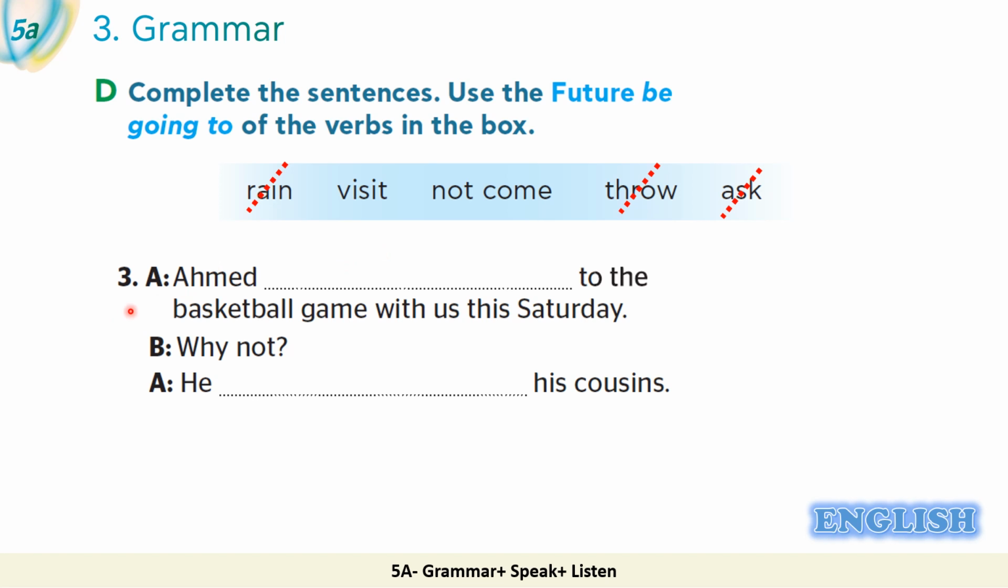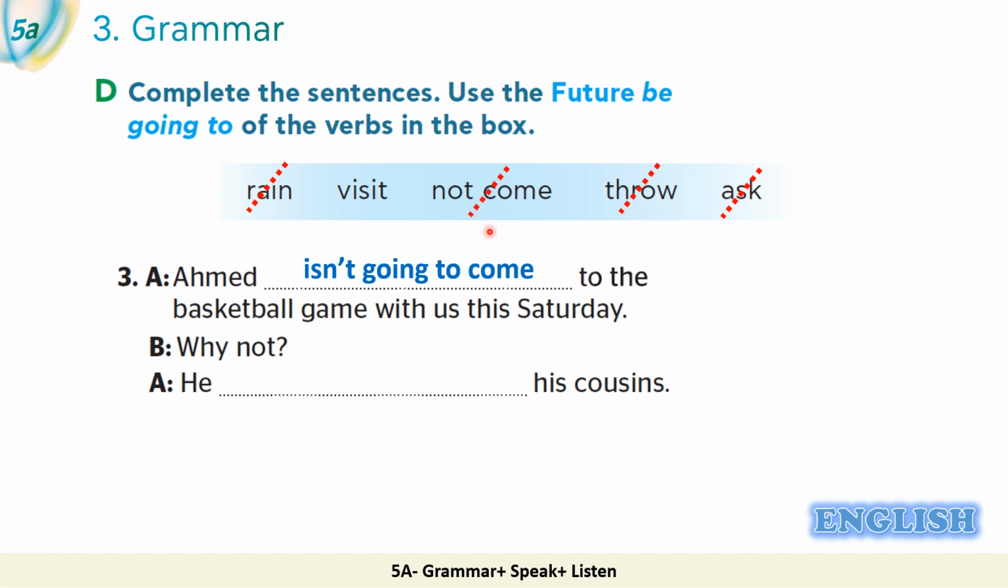Now, number 3. What is the correct answer? Well done. Ahmed is not going to come to the basketball game with us this Saturday. Now we used "is" because Ahmed is a third person singular and we added "not" after the auxiliary "is," followed by "going to," then the base form of the verb "come." Let's cross out "not come."